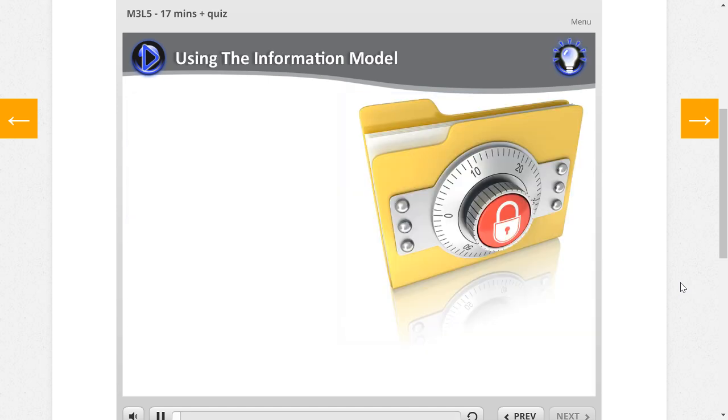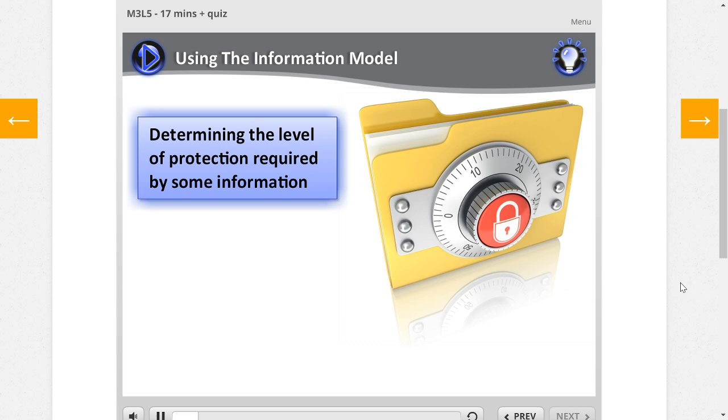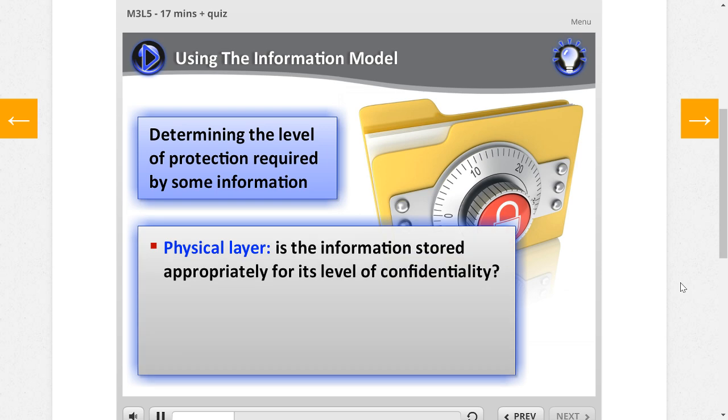Our second example of a practical application of the information model is using it to determine the level of protection required by some information. Aspects to consider include: at the physical layer, how and where is the information stored? Is it stored centrally on a secure storage device? Or is it stored on a desktop computer? Or on a laptop? Or in the cloud? Is the location appropriate for the value of the information? Or its level of confidentiality?